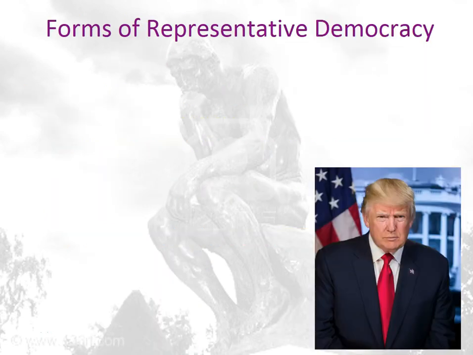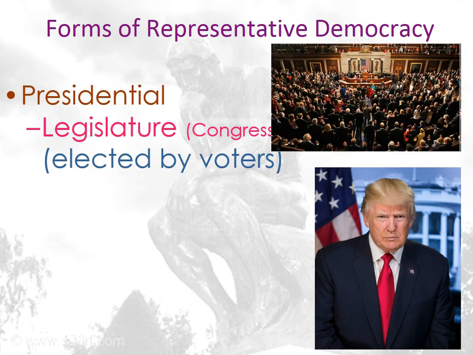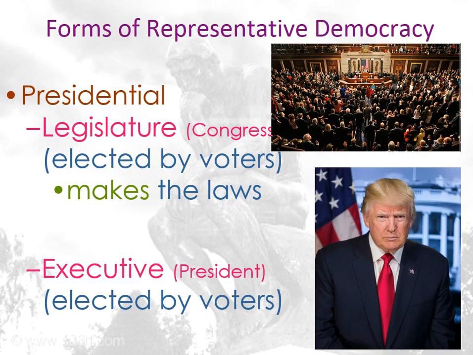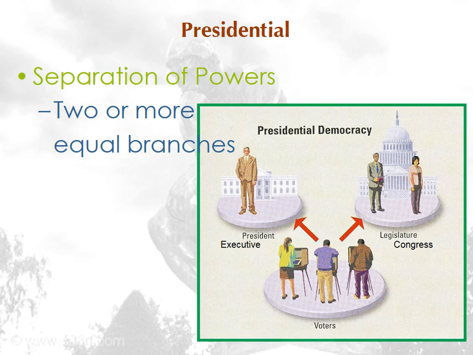So within a representative democracy, we have two different types that we could have. There's presidential or parliamentary. So the first system we're going to look at is a presidential system. In a presidential system, Congress is going to make the laws. Congress is elected by the voters. And then we also have a president, the executive branch, who is going to enforce the laws. And that president is also elected by the voters. So in a presidential system, the voters vote directly for the legislature, for the Congress, the people making the laws, and directly for the executive branch, the president, the person who's going to enforce the laws.